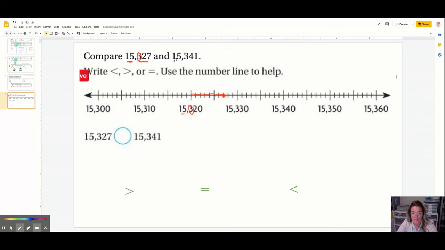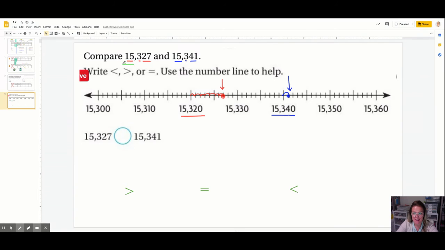Now I'm going to look for my 15,341 on the number line. So 15,300, 310, 320. Remember, I'm looking for 341, 330, 340. I found my 340, but I need 15,341. I need to identify my ones place. So if this is 15,341, it lands here. We can now see visually where both of these numbers lie.